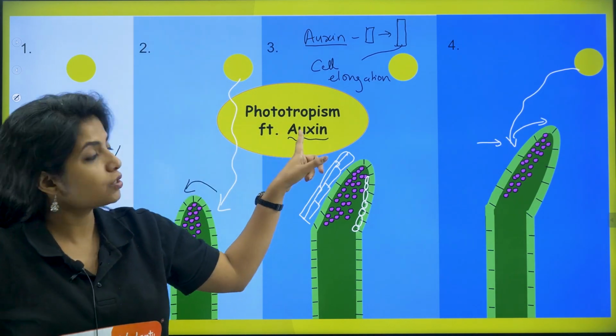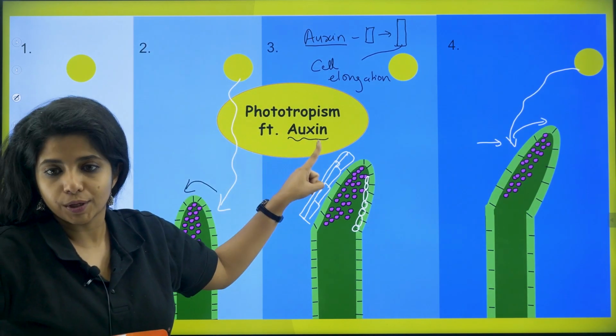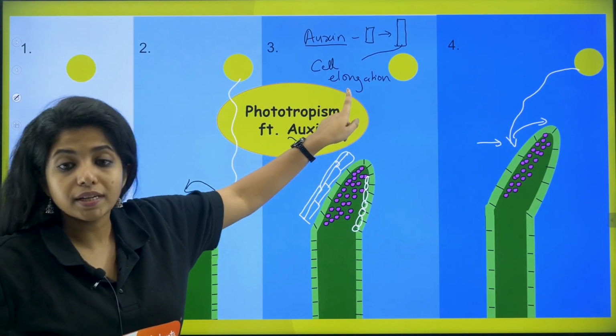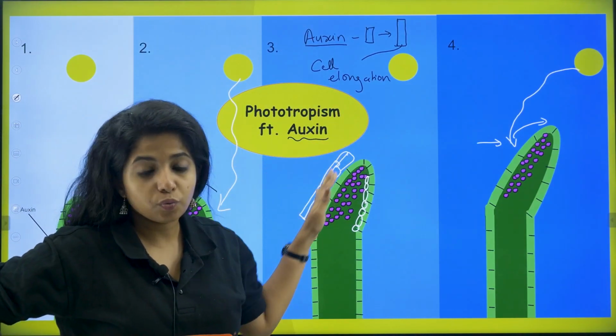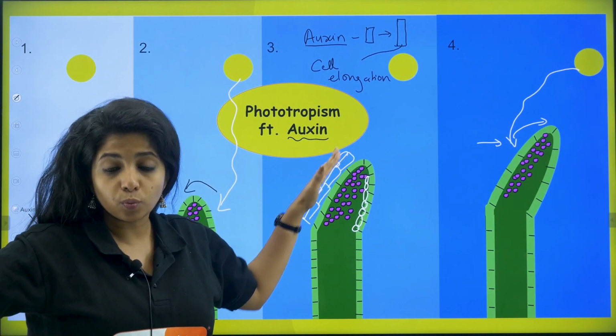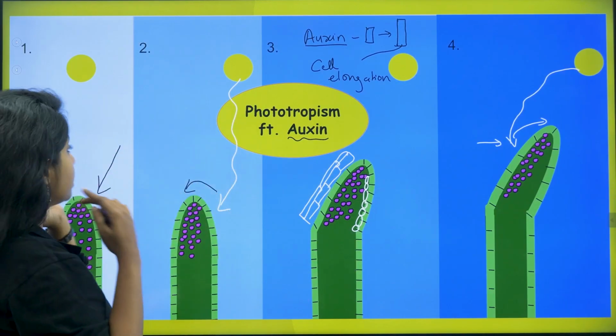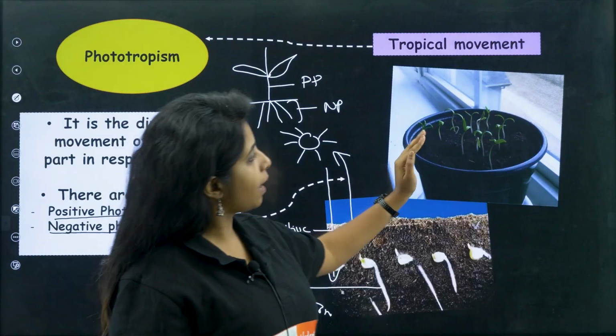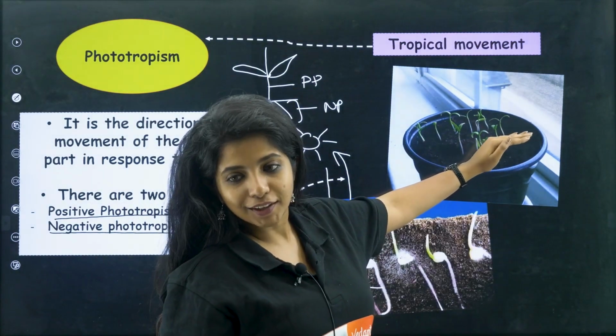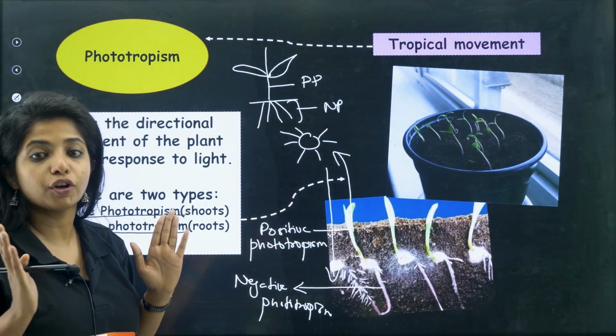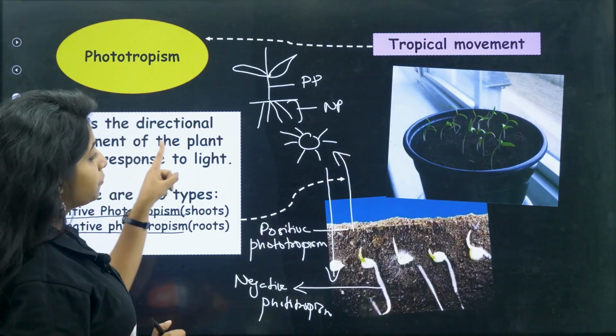So there is a role of what? Auxin over here. And please remember, auxin is always there for cell elongation. So when unequal cell elongation happens on one side, that's when it bends towards that. This is why we can see this particular thing happening over here, so that all the sides get enough amount of light. So this is an example of phototropism.